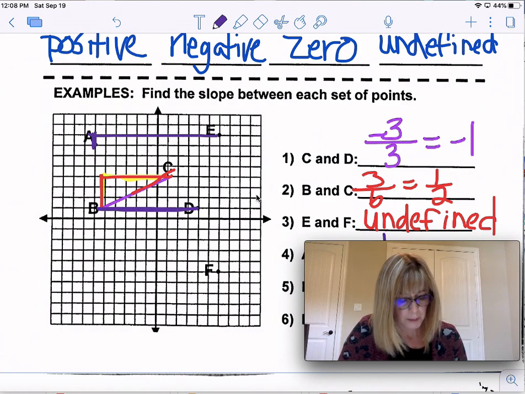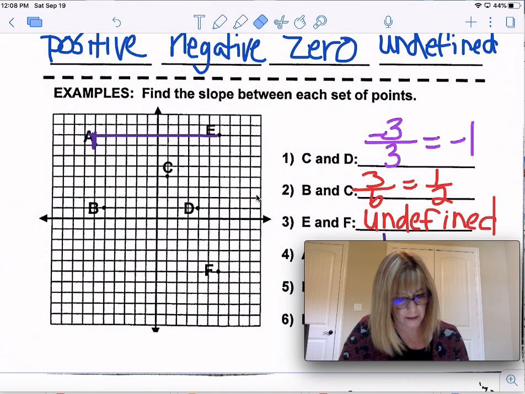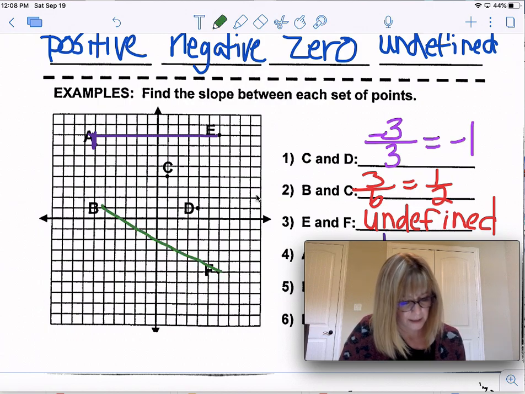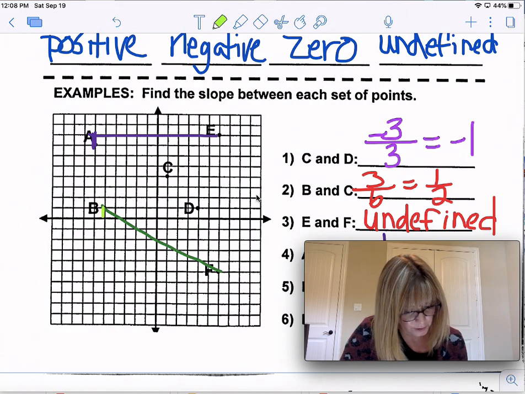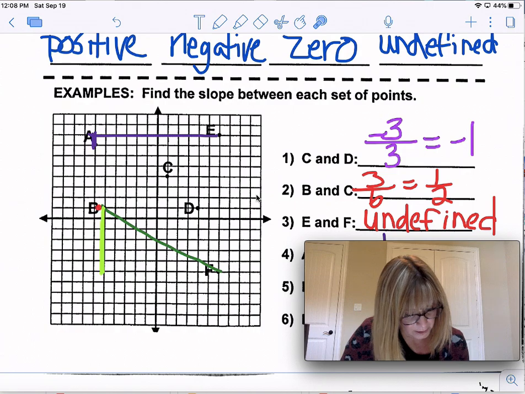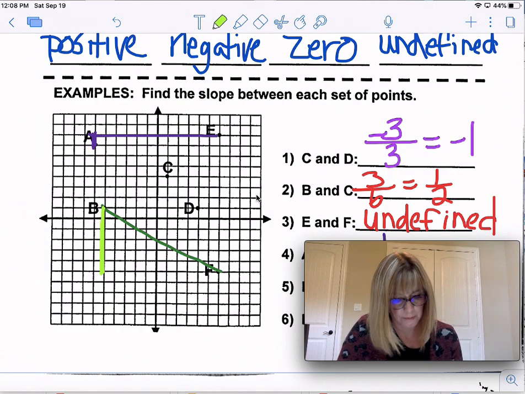Okay, the last one, B to F. Let me clean off some of these lines. Okay, so I'm going to start at B, and notice my line is going downhill, so I know it's going to be a negative slope. I'm going to start with my vertical change first. Instead of rising, I'm going to rise downward, basically. How many am I going down? 1, 2, 3, 4, 5, 6. So that would be a -6 on top.